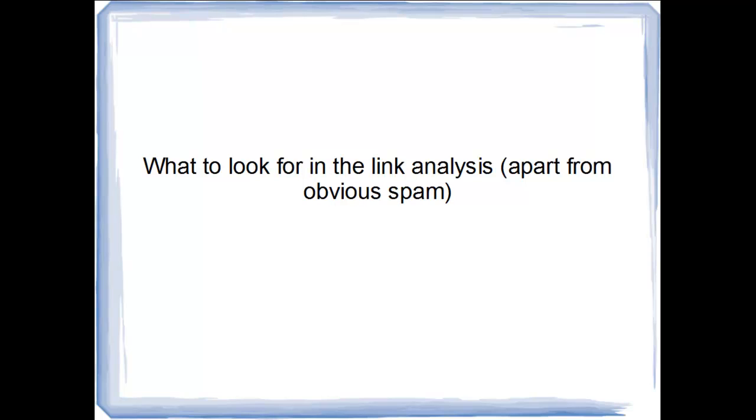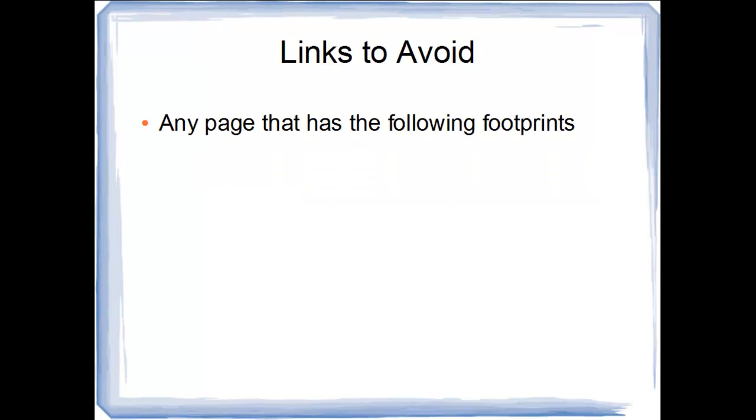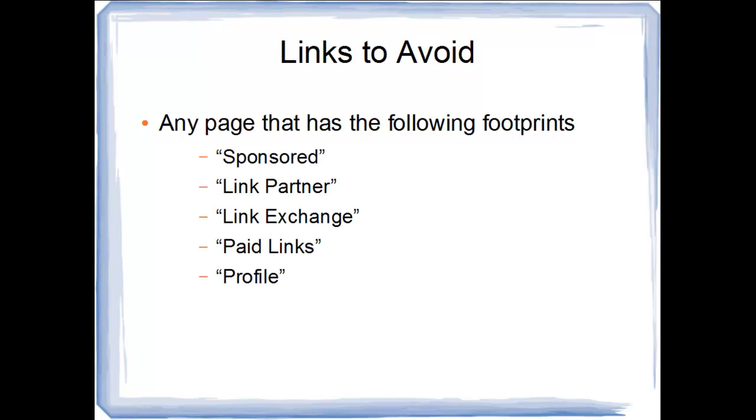Okay, so going on with the link analysis and the links that we want to remove, here are some of the things that we're looking for. We want to avoid links on a page that has any of the following footprints. So if it's got sponsored anywhere close to the link, or even on the page really, link partner, link exchange, paid links, profiled links, anything along those lines that gives an indication that the link is not an editorial decision on behalf of the webmaster. Any page where these types of footprints are on, you definitely want to avoid and get your links off of those pages.